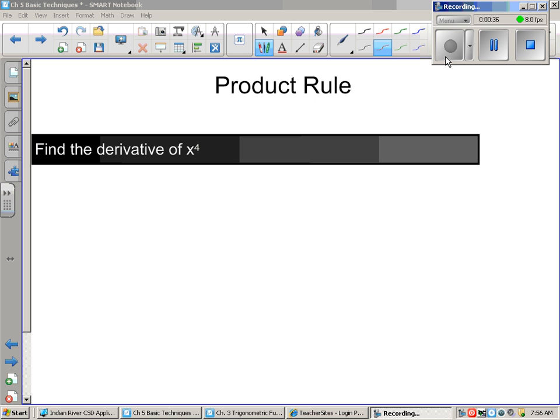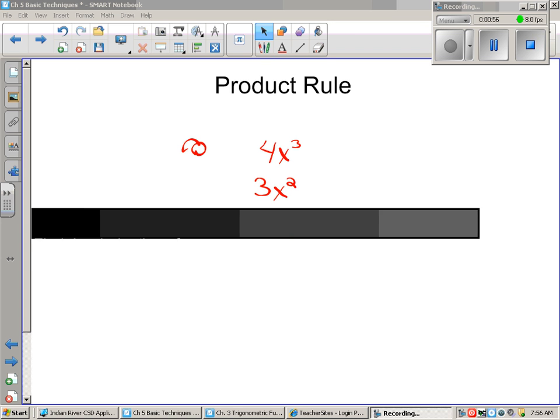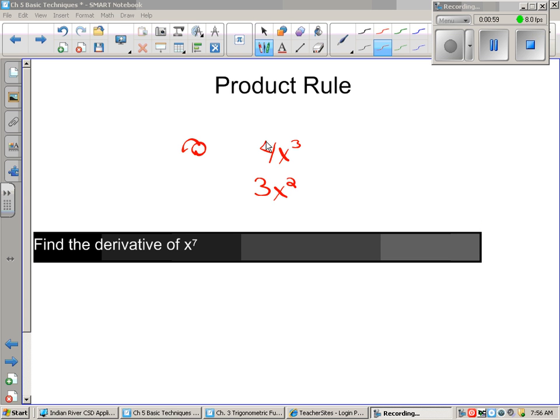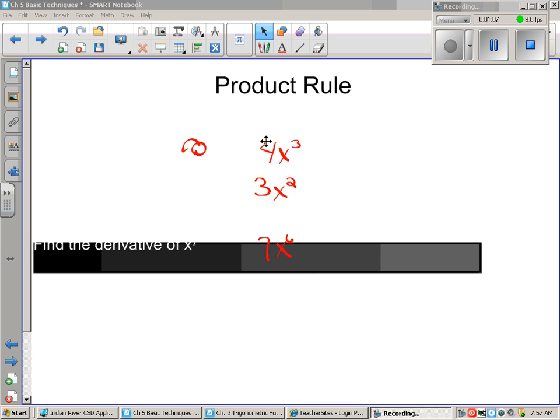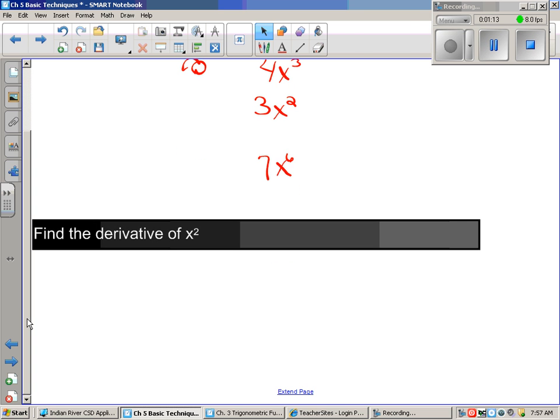If I was to ask you for the derivative of x to the fourth, what would you say? 4x cubed, right? You drop the 4 down in front, it goes down a power, you get 4x cubed. Great. How about if I asked you for x cubed? Your statement, of course, would be 3x squared. What if I asked you for x to the seventh? What would you get? That would be 7x to the sixth. Make sense? Now, I don't have it here, but let's look at x squared. What would be the derivative of x squared? X squared would, of course, be 2x.